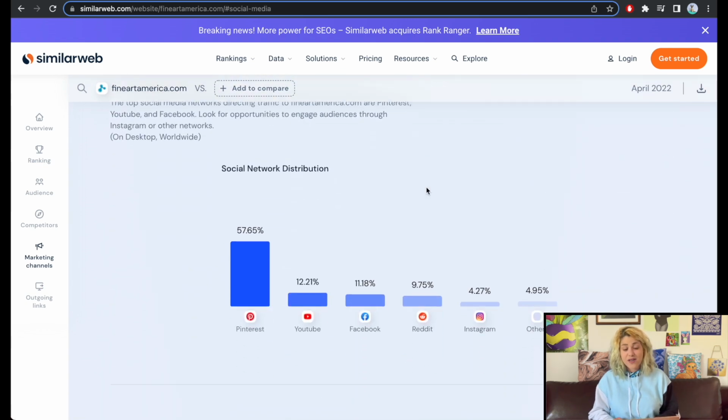The social traffic comes mostly from Pinterest, with Instagram ranking at number 5 after Reddit, which I believe a lot of people don't even know what it is. It's a really cool social platform, guys.